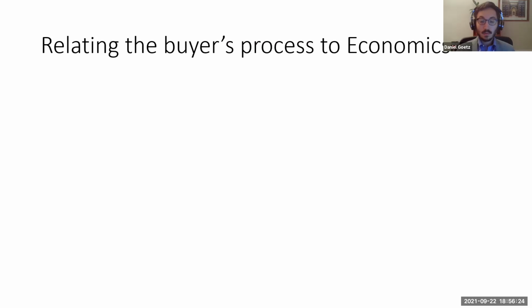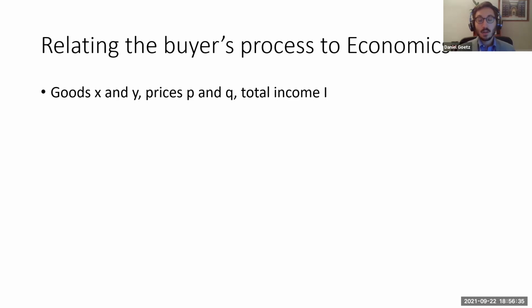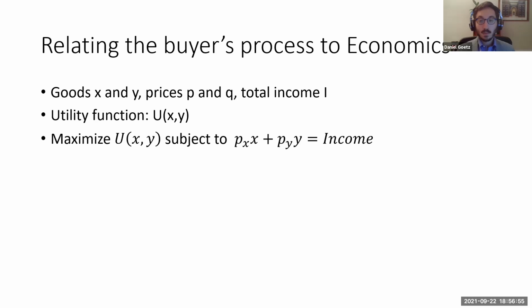Now, for those of you who've taken economics and microeconomics, there we also have a way of a rational process for how consumers decide to buy, right? If you have two goods, X and Y, and they have prices, price P is some dollar amount, $3 per unit, Q is some dollar amount, $5 per unit, and you have your income, well, then, what you're trying to do is you're trying to maximize your happiness, your utility function, subject to your budget.